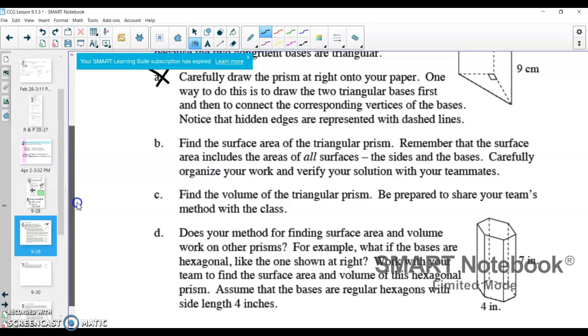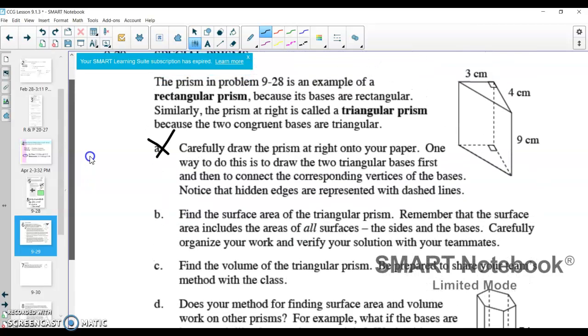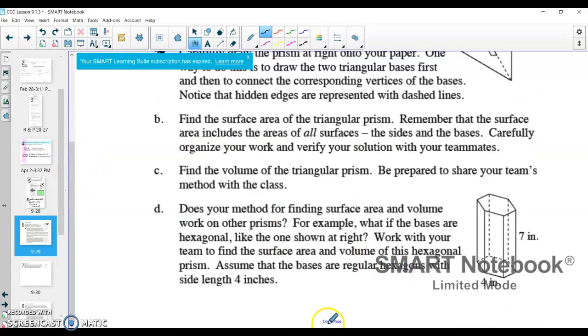It wants us to find the surface area of this triangular prism. What we're going to do here is find the area of each part. We're going to find the area of the top triangle, the bottom triangle, and then the area of all the lateral faces, all of these pretty much parallelograms that make up the lateral faces.